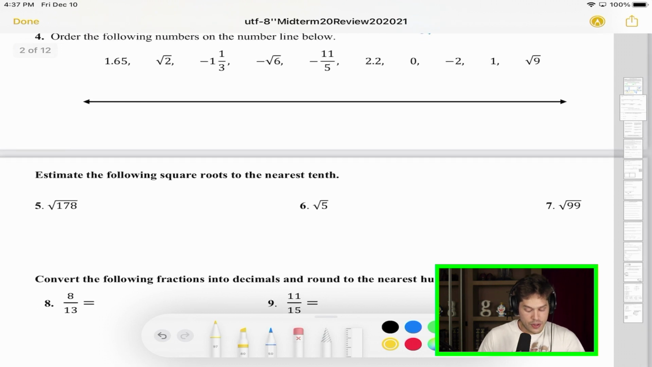Okay, again, put these in order. So I'm going to start with 0 and put that straight in the middle. And then I'm going to look at all of my negatives. So we have the ones I'm underlining are negatives. Okay, so what is negative 11/5? Well, that is 2 1/5, if we put it as a mixed number, negative 2 1/5.